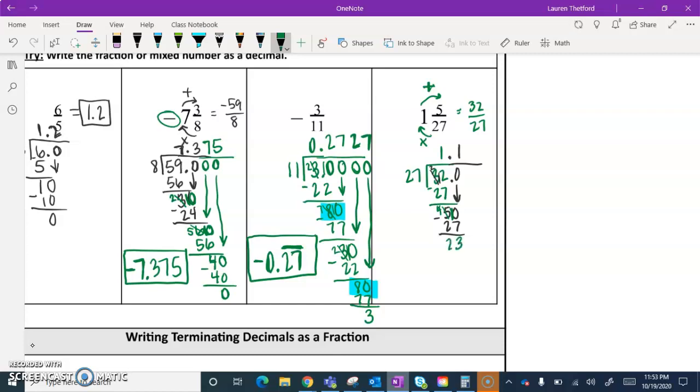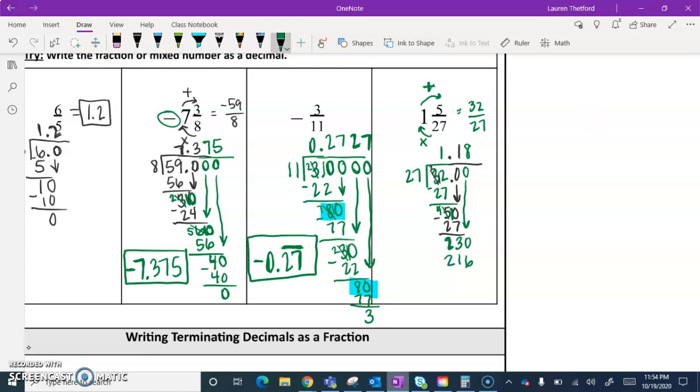4 minus 2 is 2, and then that turned into 23. So now 27 doesn't go into 23. So again, I have to bring down a 0. And 27 goes into 230 8 times. So 8 times 27 is 216.